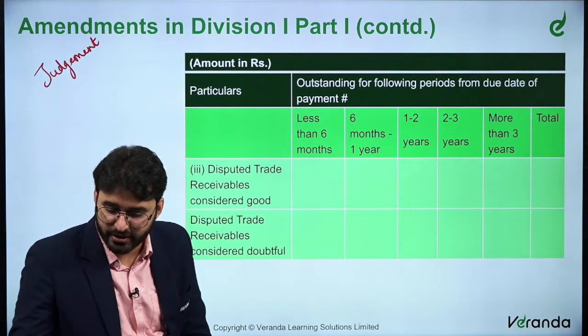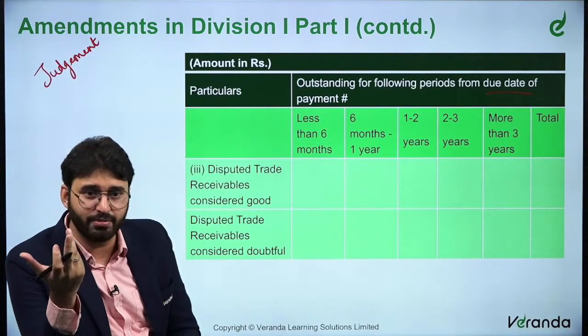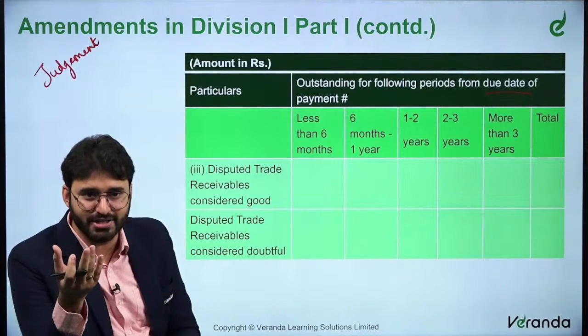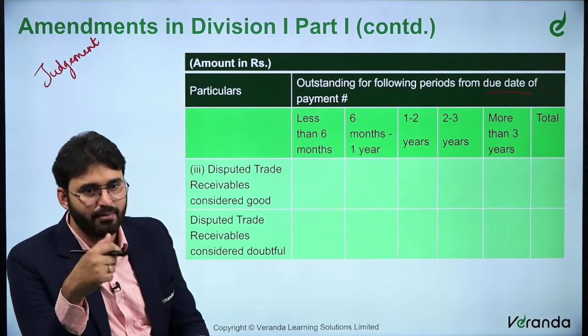One very important piece is that it is based on the due date. If the due date is not mentioned, if you are not giving any credit period, there could be cases where the due date is not mentioned. In that case, you will have to start from the billing date. Aging has to be provided on the basis of the billing date.